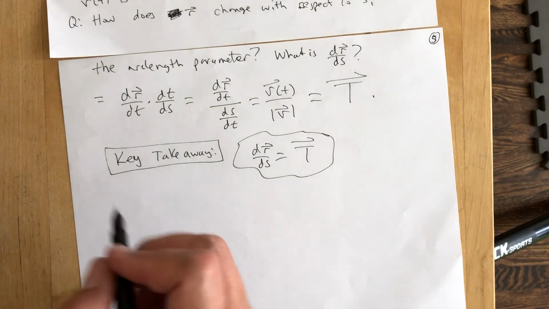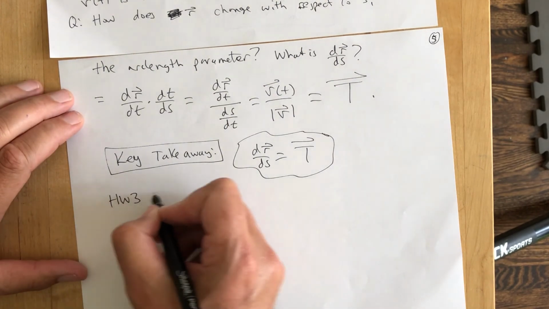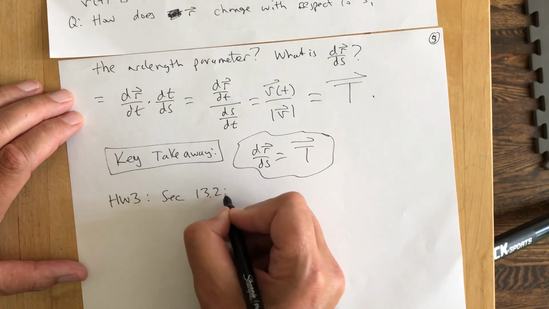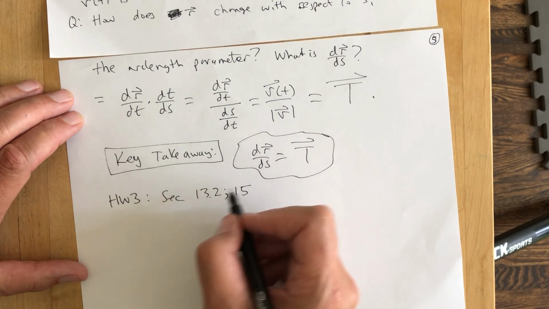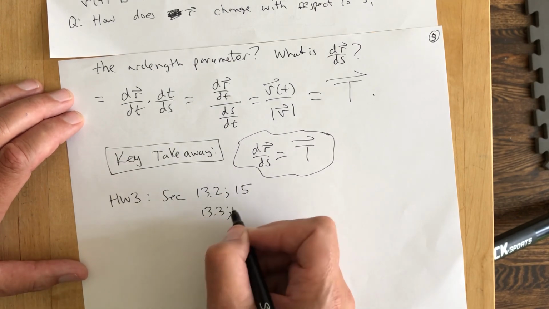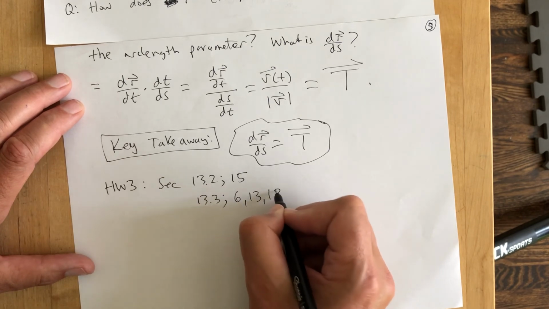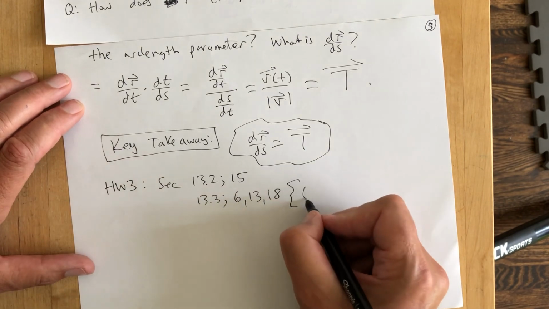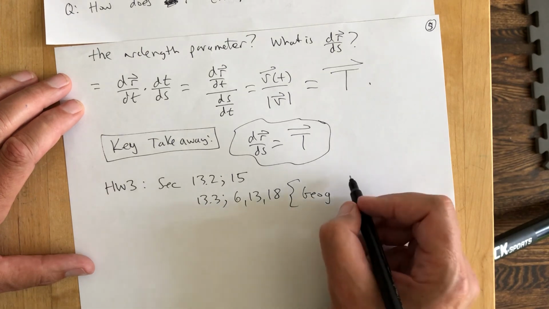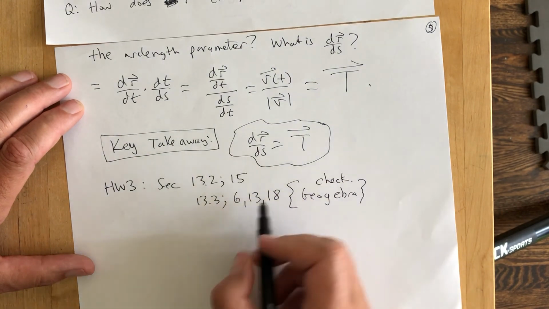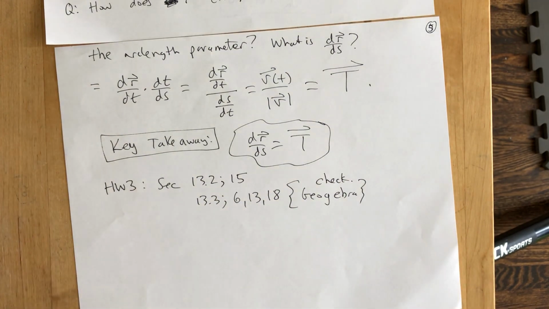Okay, so here's the rest of homework 3. From section 13.2, I only assigned one problem, problem 15. And for 13.3, I assigned 6, 13, and 18. And I want you to get comfortable using GeoGebra. So when you do these problems, 6, 13, and 18, maybe even 15, just check it with GeoGebra. Have a look and see if you can get it to work out.